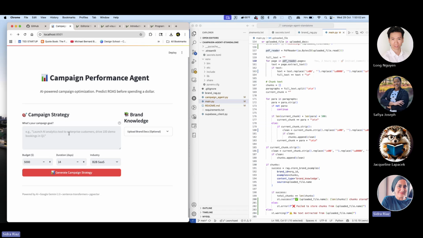So this is the interface, which we tried to create very simple and clean. We've got a campaign strategy section on the left side, and then on the right side we can upload the brand document. That can be the tone, their past performance marketing data, historic data, or some other campaign that they want to follow. It can be any document that they can create.